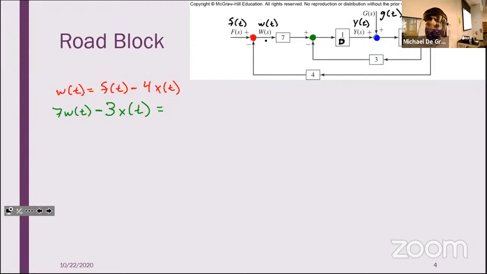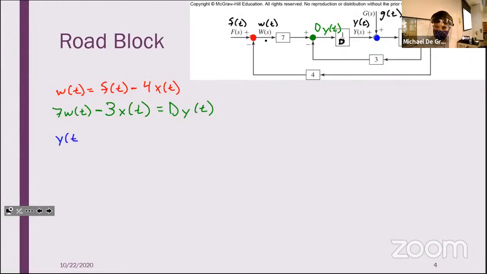So instead of calling this C of t, couldn't I just call this d, the operator for a derivative, times y of t? This is just dy of t. Okay. So we move to our blue, right?